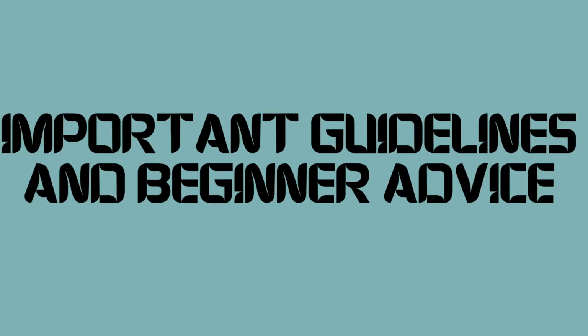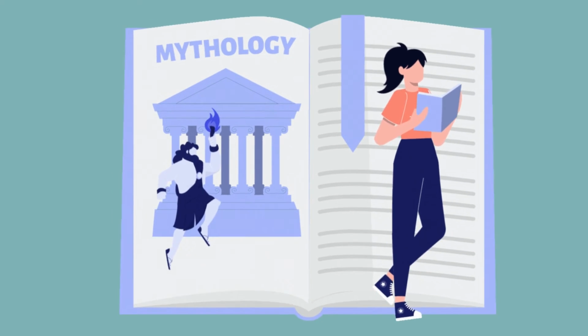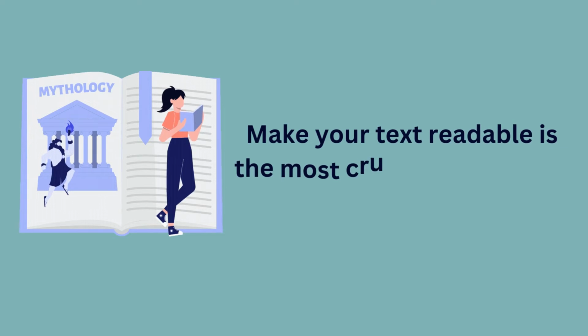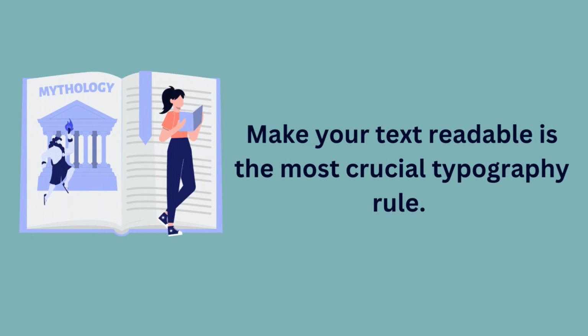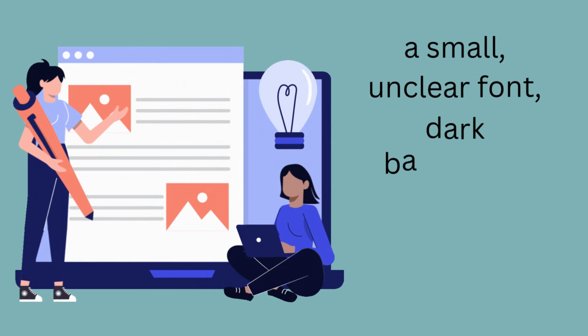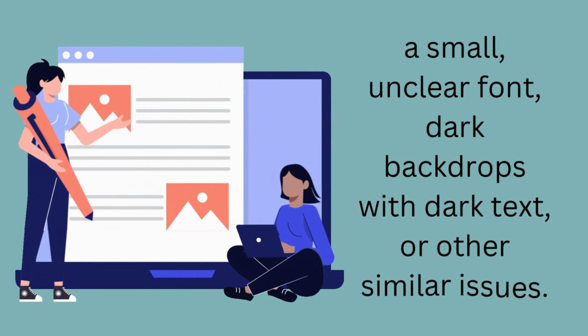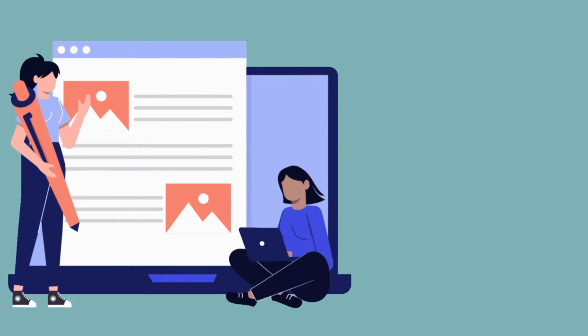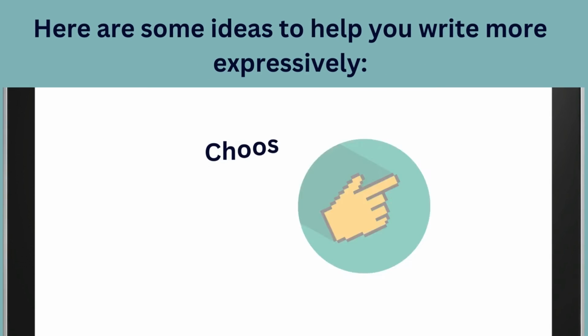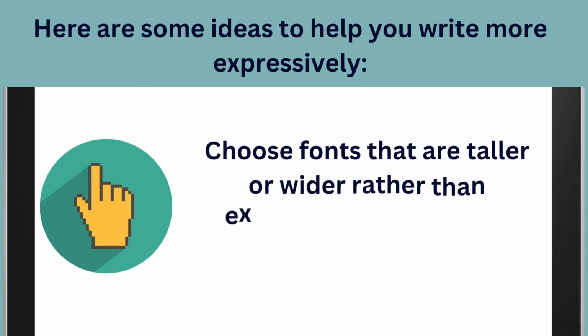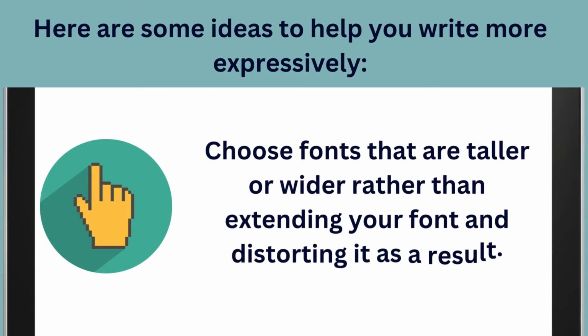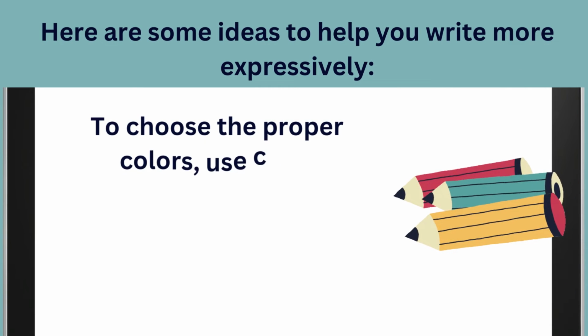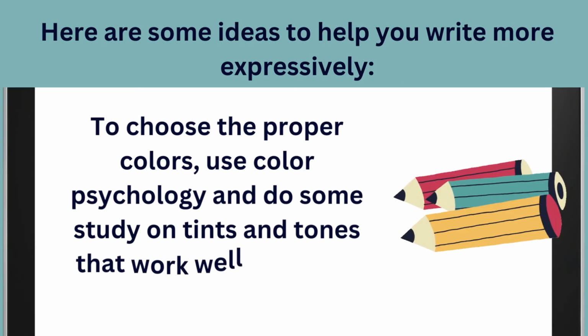Important guidelines and beginner advice: put readability first. Making your text readable is the most crucial typography rule. Your writing will be difficult to read if it has a small, unclear font, dark backdrops with dark text, or other similar issues. Instead of picking your favorite hues or fonts, think about how they could appear to someone else. Here are some ideas to help you write more expressively. Choose fonts that are taller or wider, rather than stretching your font and distorting it as a result. To choose the proper colors, use color psychology and do some study on tints and tones that work well together.